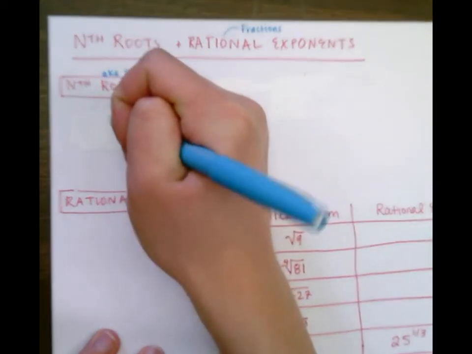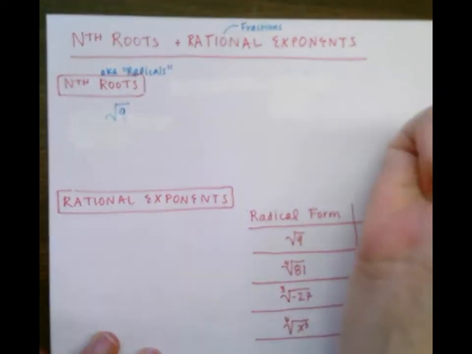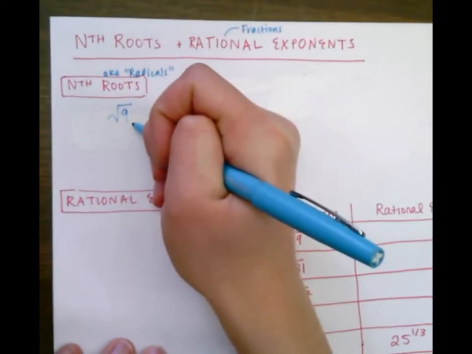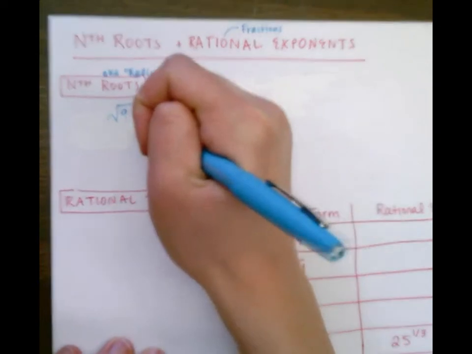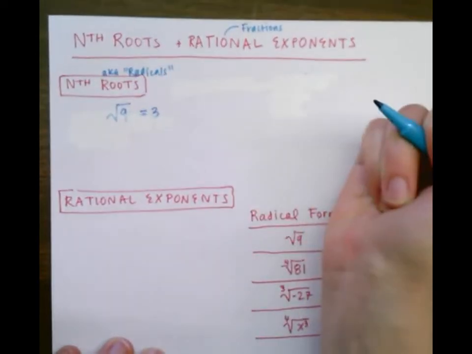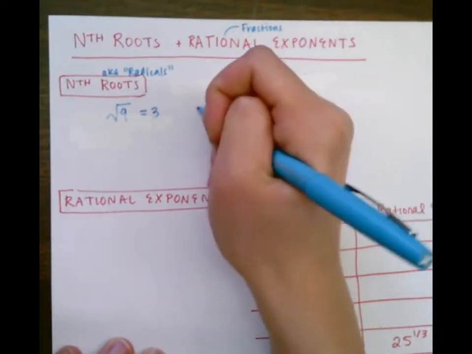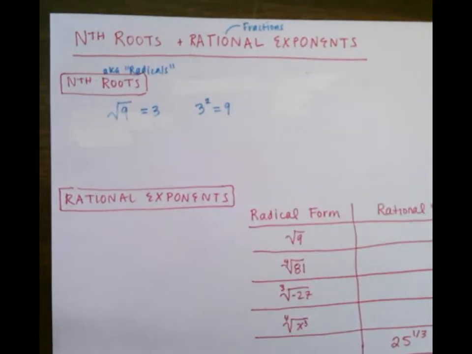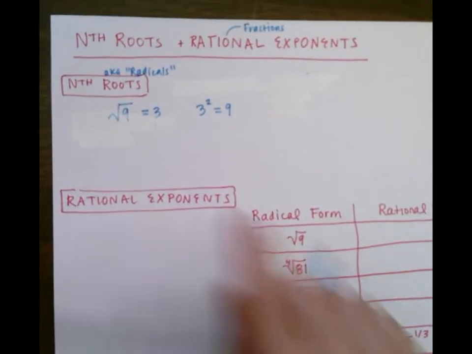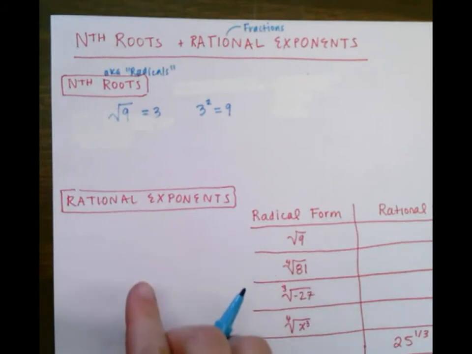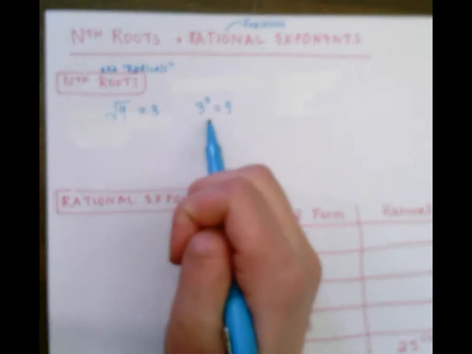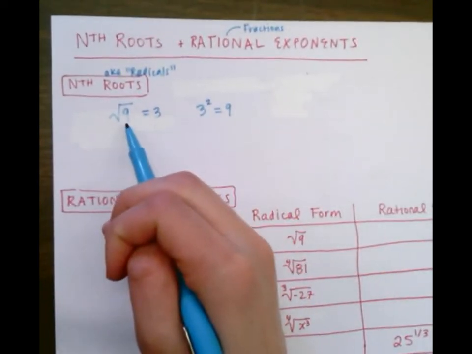So if I say just the square root of 9, that means what number raised to the second power is 9. So I know that the square root of 9 is 3 because 3 raised to the second power is 9, right? Now technically there's another root, which would be -3, because -3 squared is also 9. So we know that there's this relationship between exponents and roots, right?